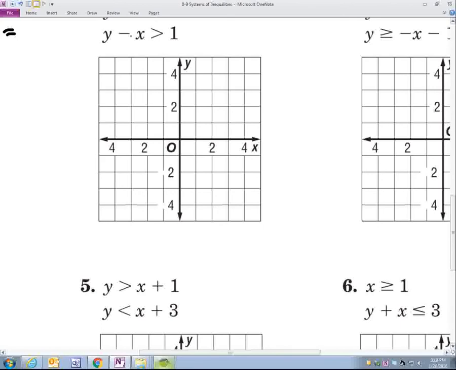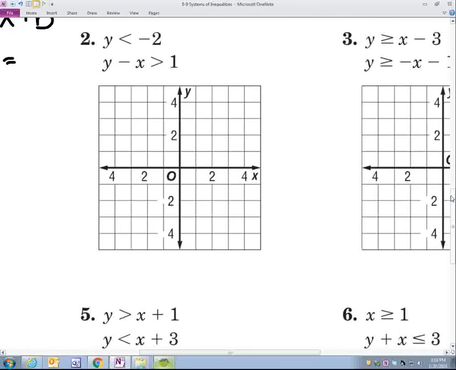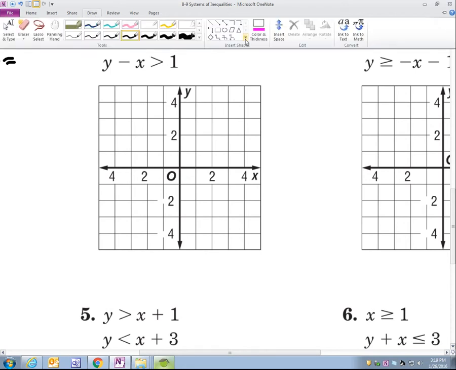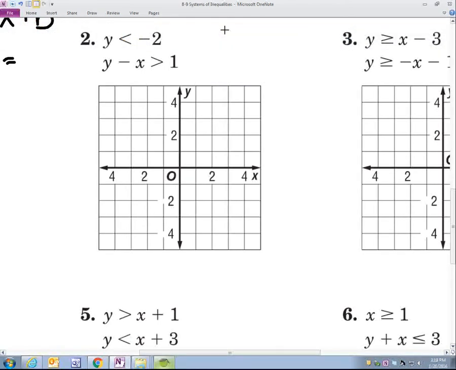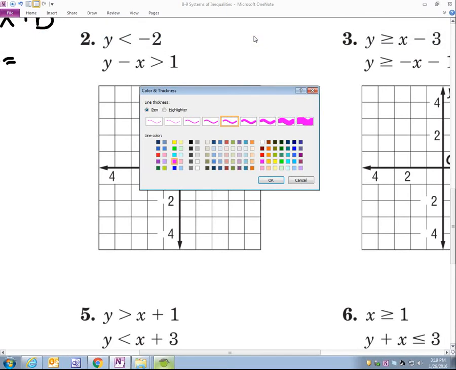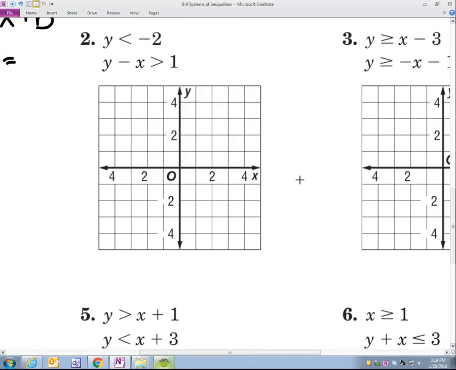All right, next one. These ones are not greater than or equal to or less than or equal to. These are just greater than or less than, which means that my line is going to be dotted. Can I even do that? No. All right. So let's do this.